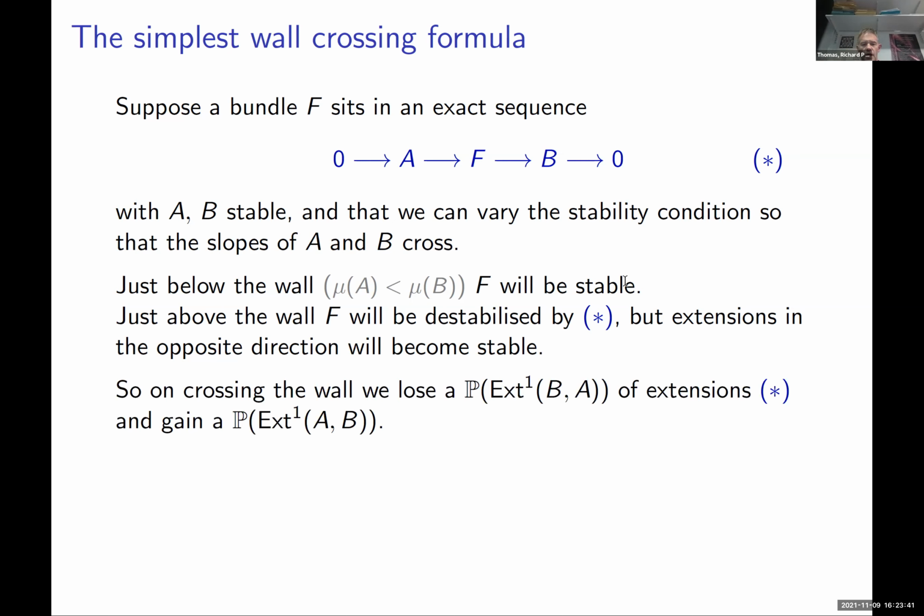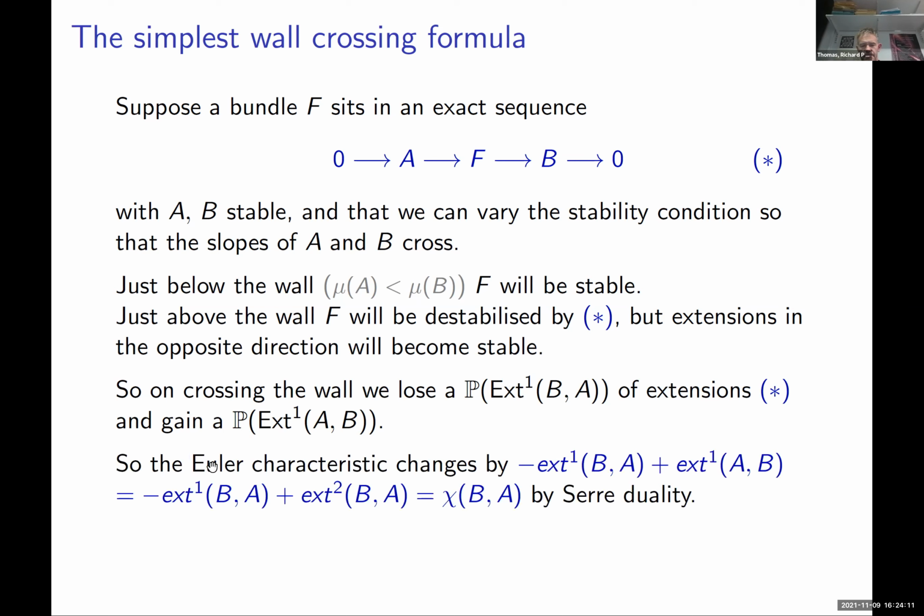Okay, so as we cross the wall, in the moduli space of stable objects F, we lose a projective space of all possible extensions from B to A. And we gain the projective space of all extensions in the opposite direction. And we don't have any control over either of those. They can be enormous or small. But Riemann-Roch gives us control over their difference in some sense.